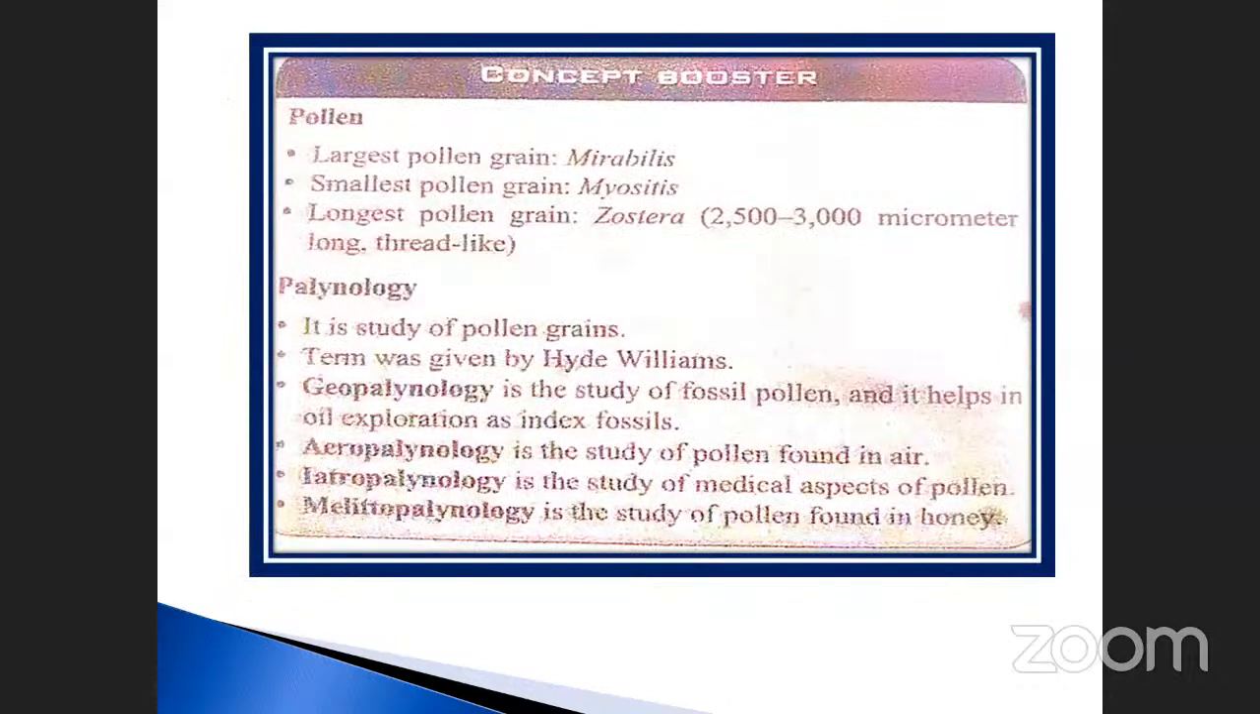See here, we already saw these things. Concept booster: largest pollen grains, Mirabilis jalapa. Smallest pollen grains, Myosotis. Longest pollen grain, Zostera, 2,500 to 3,000 micrometers long, thread-like structures. This is very, very important. Note it down. This is mostly asked in match the following questions or direct questions. Palynology is the study of pollen grains.